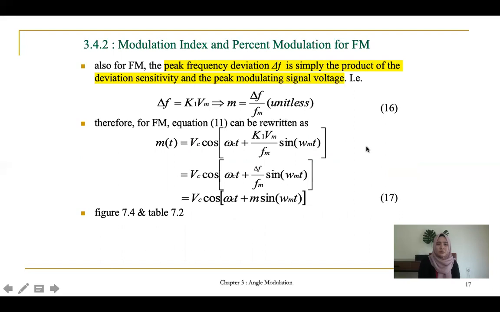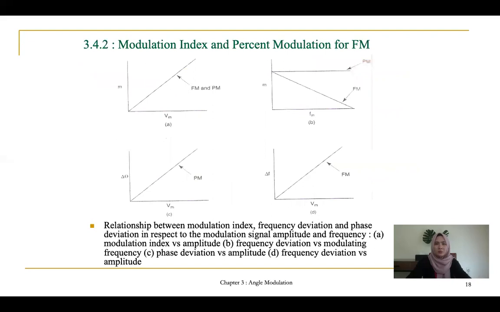So therefore, for frequency modulation, the output signal or the modulated signal, you can write it as either Vc cos omega ct plus k1Vm over Fm sine omega mt, or Vc cos omega ct plus delta F over Fm sine omega mt, or Vc cos omega ct plus m sine omega mt. Okay, you should remember this output equation mt. So 3.4.2 is the modulation index and percent modulation.